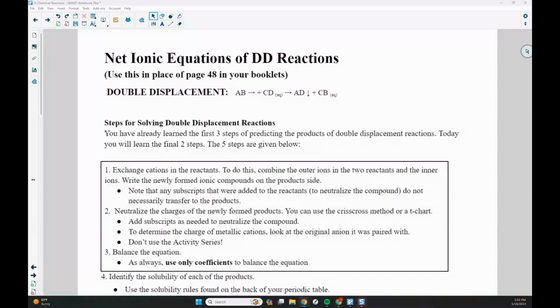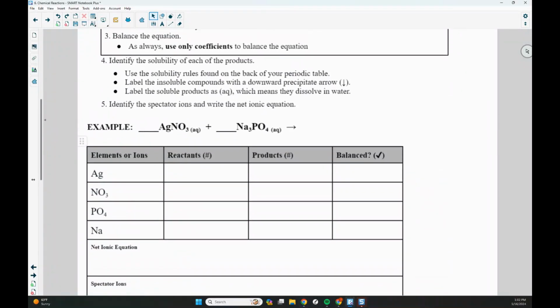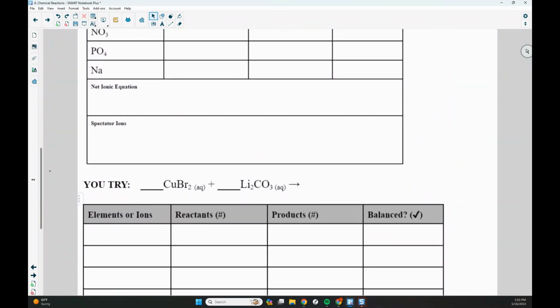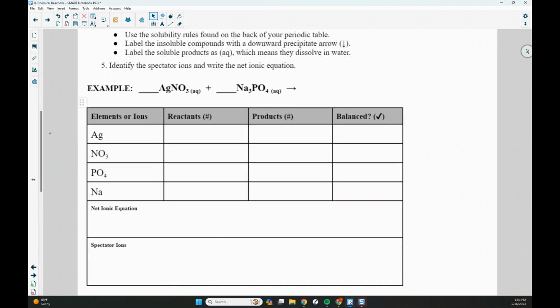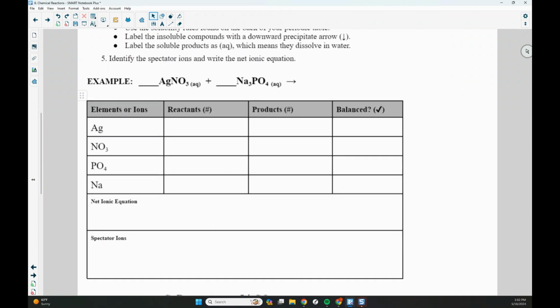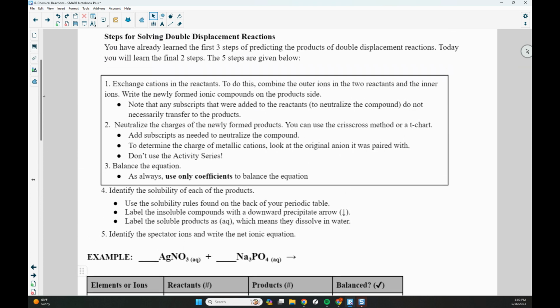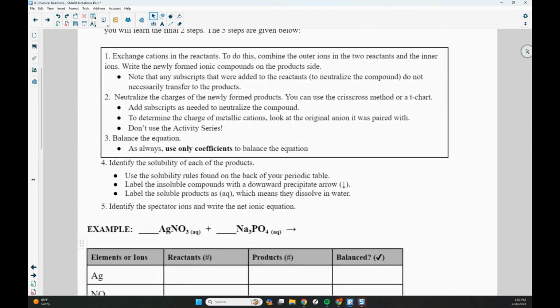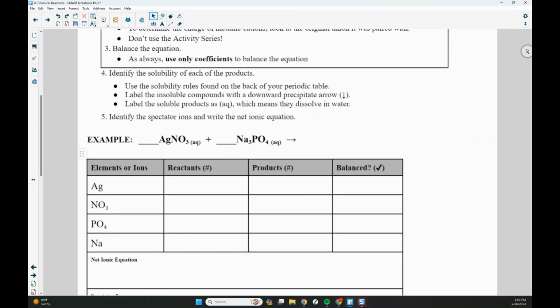All right, so today we're putting the last two steps into our process for predicting products with double displacement reactions. All those steps are written on the worksheet that I gave you guys. I have outlined here the three that we learned yesterday. So we're just adding steps 4 and 5 into things. We're going to just jump right into the example, and then I'll explain a couple things as we go.